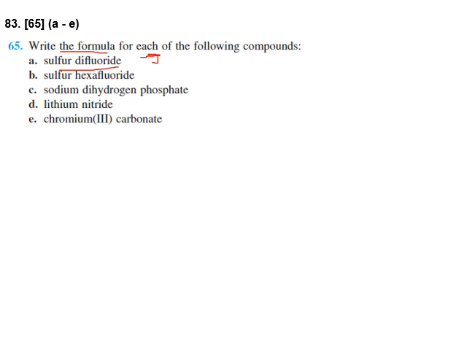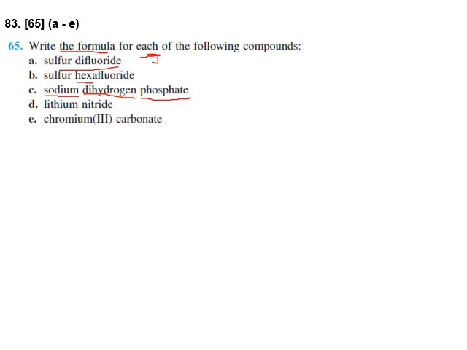The difference is that one of them has two Fs, so it's SF2, and the other one has 6 Fs, so it's SF6. Sodium dihydrogen phosphate. Phosphate is one of the ones you should remember, one of the first ones I gave you: PO4 3 minus. But this one has two H's in front, so it's going to have H2PO4, and in front of the H2 you'll have an Na.